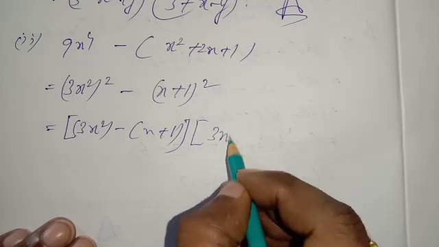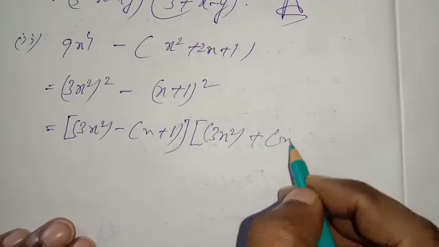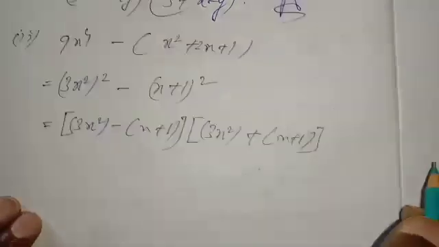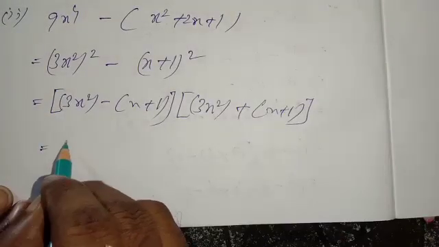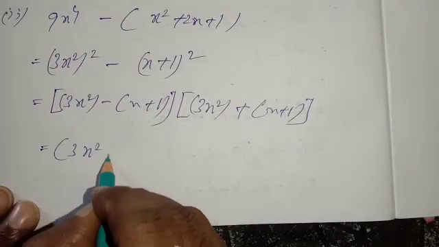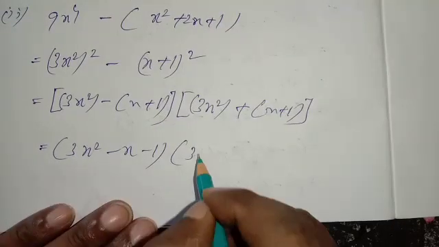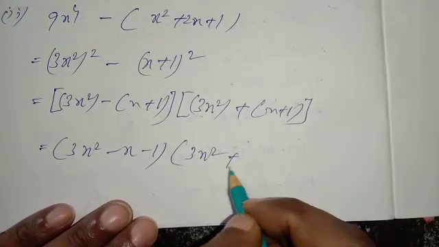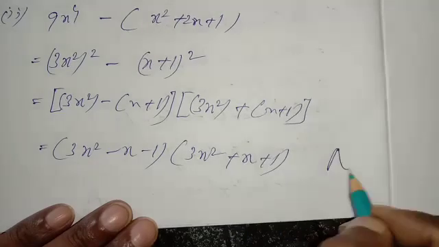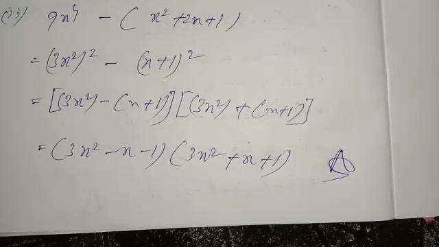a means 3x square, so 3x square plus (x plus 1). Now if I open this bracket, this will be 3x square minus x minus 1. The second one is 3x square plus x plus 1. Number 10 second part is also completed. Today the last number I will do is number 11. Up to 11 I will do.